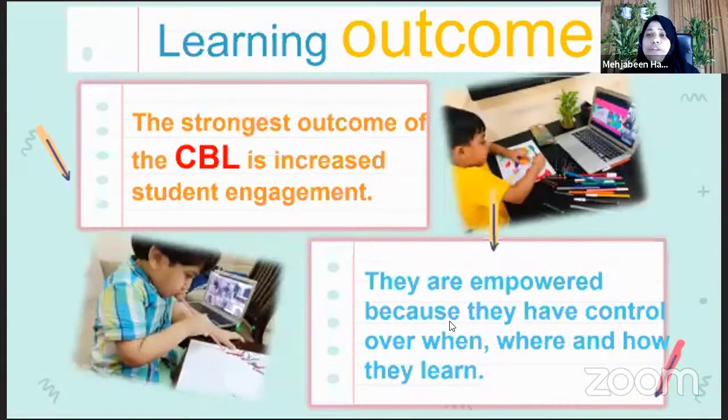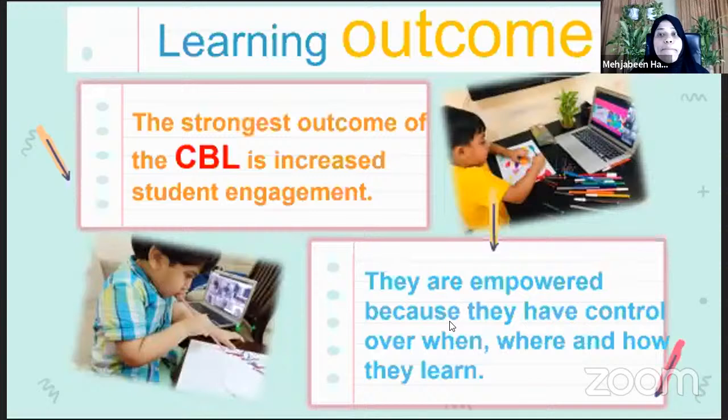As I already told you, teachers, the strongest learning outcome of CBL is increased student engagement. That is a real testimony to indicate that CBL is the need of the hour. CBL provides opportunities for student-driven, practical learning environment and successfully engages students in their learning. They are empowered because they have control over when, where, and how they learn.